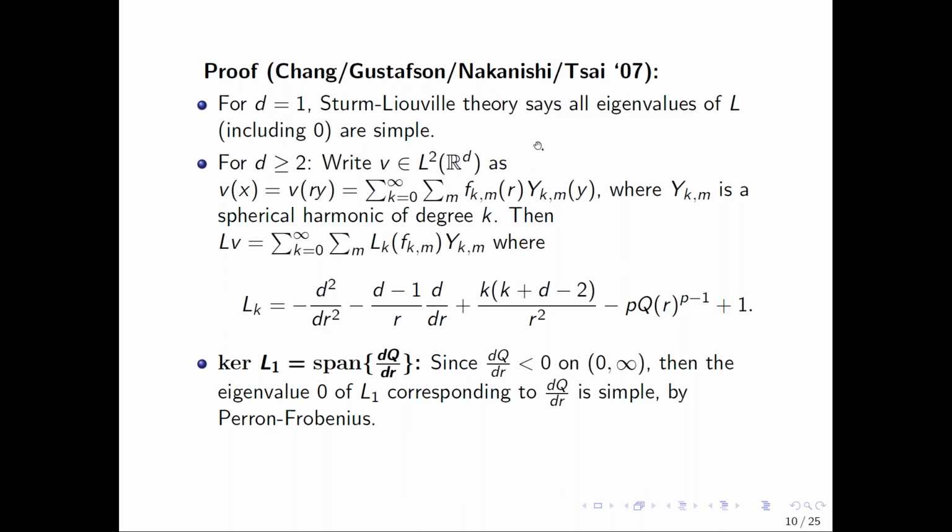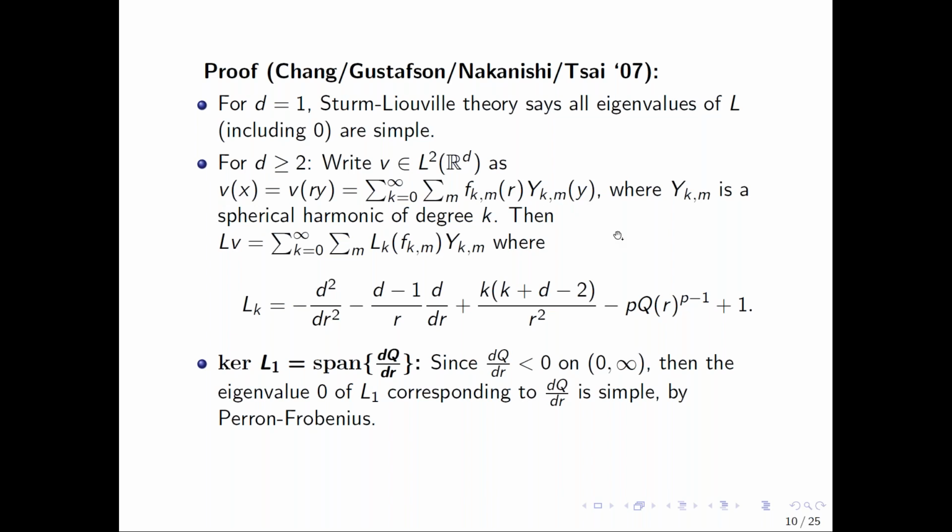In higher dimensions, Weinstein's idea was first to decompose any function in L2 of d-dimensional space into its spherical harmonic decomposition. So any function v in L2 of Rd can be written, if you let r and y be polar coordinates in Rd, where r is the radius and y is x over the modulus of x, then you can decompose v into spherical harmonics. Ykm is a spherical harmonic of degree k, and there are a certain number of them for each k, indexed by m. And then you multiply Ykm of y by a radial function f.